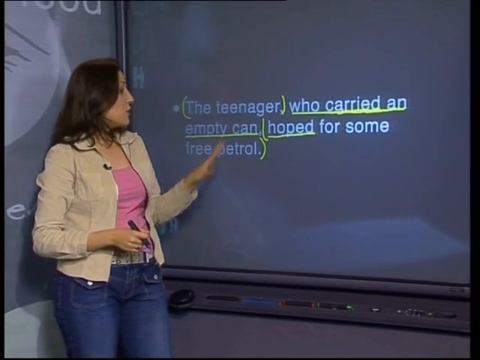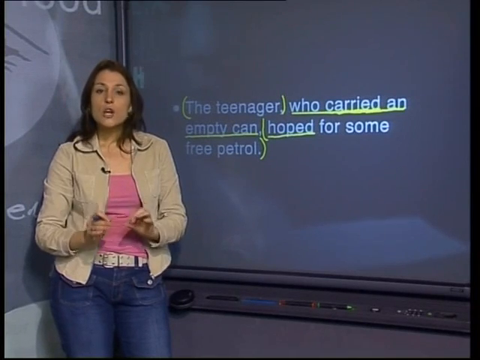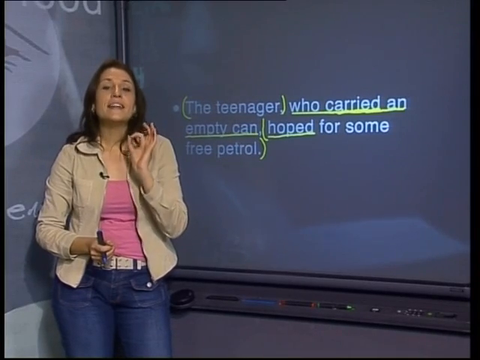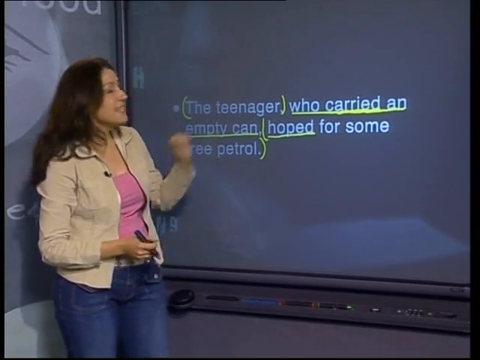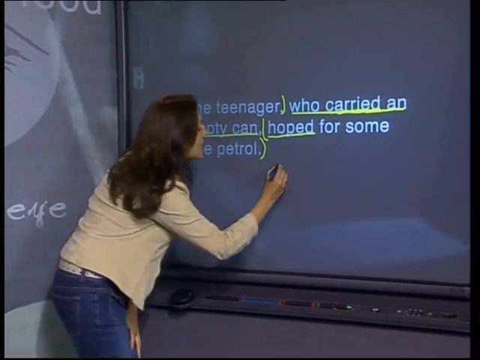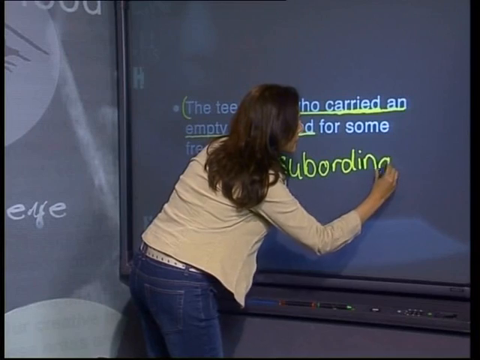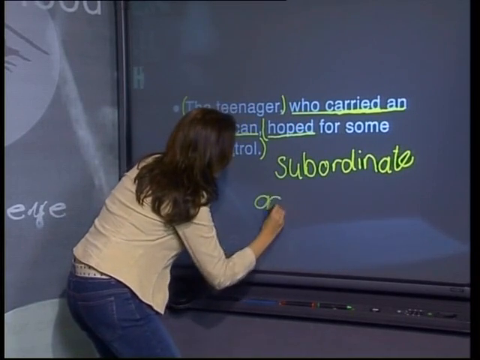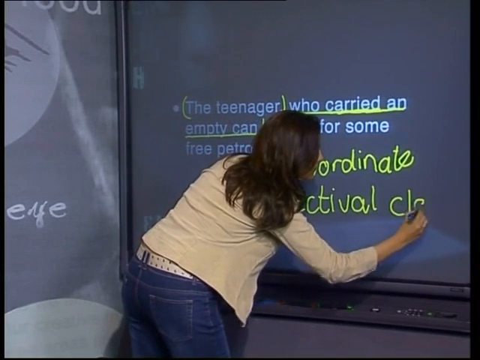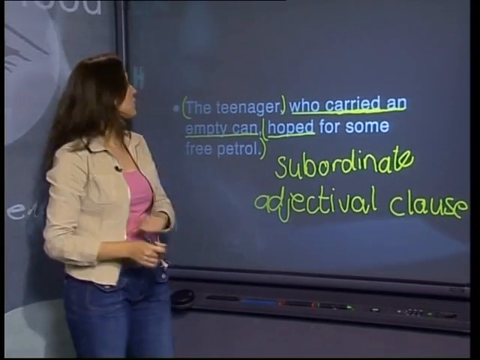The teenager who carried an empty can hoped for some free petrol. The clause who carried an empty can relates back to what or who? The noun in the main clause, teenager. The teenager carried the can. So this is a subordinate adjectival clause qualifying or describing the noun teenager.